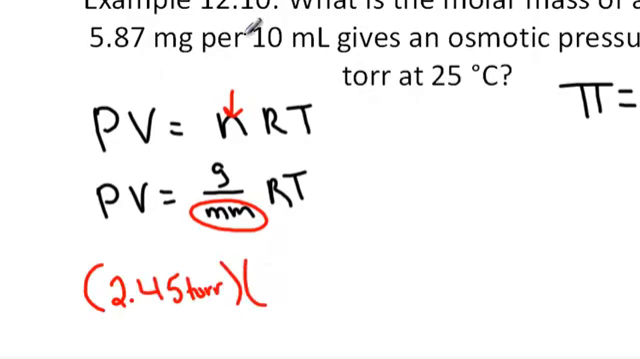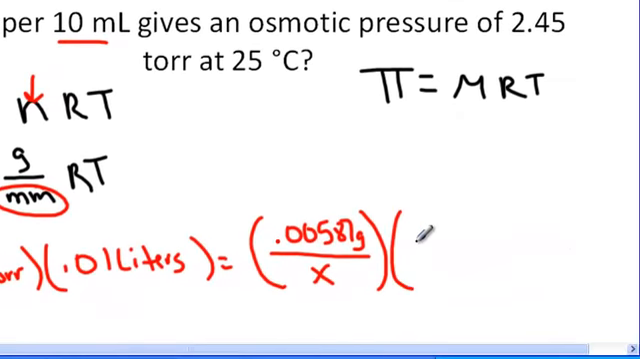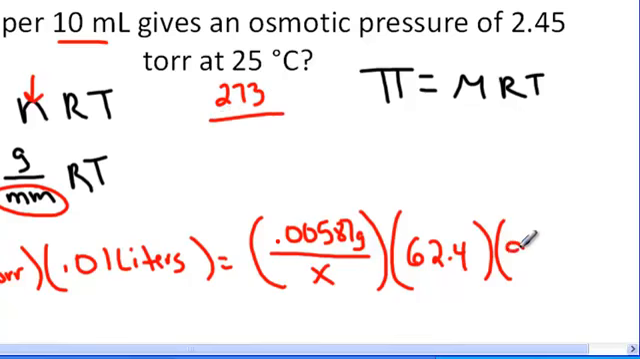The volume has to be in liters. PV equals nRT always needs liters. So it's given me 10 mL, which is 0.01 liters. The grams: here I have milligrams, so milli is 1,000, so I have to make it smaller: 0.00587 grams over our target, X, the molar mass. The R constant, I'm going to match to the torr unit, 62.4, and the Kelvin temperature of 298 K.